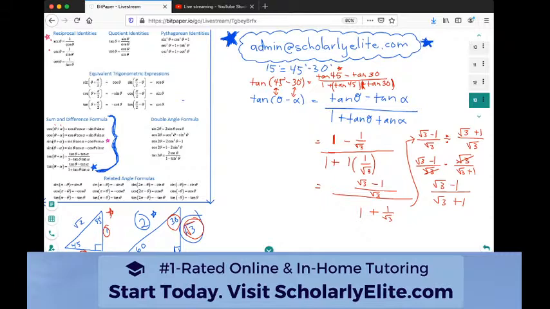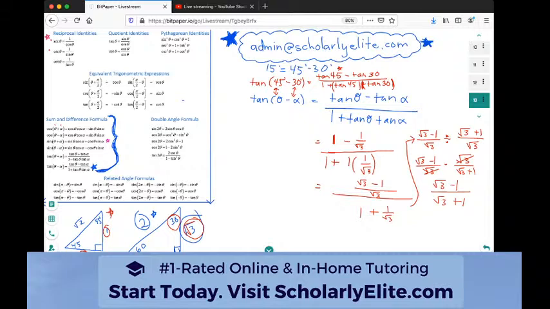And now what we're going to do is multiply both the top and the bottom by root 3 minus 1. And the reason we're doing this is so that we can rationalize the denominator, or get rid of the radical in the denominator. So let's go ahead and do that.